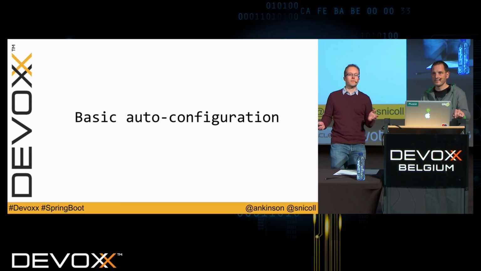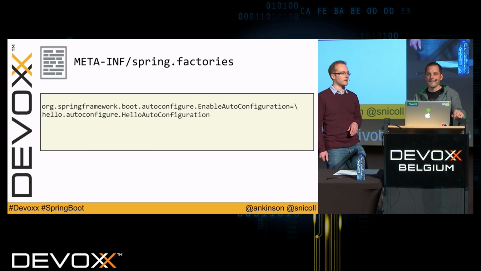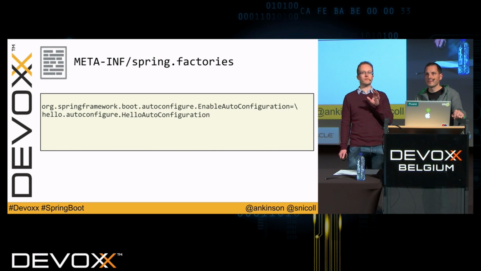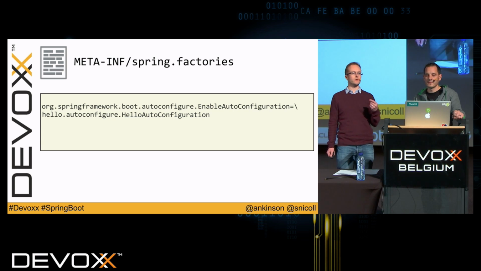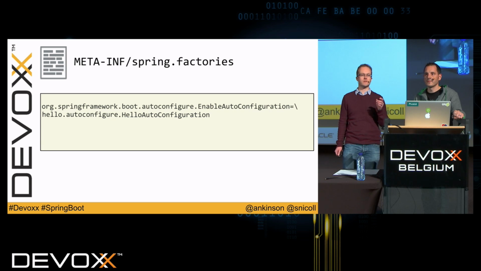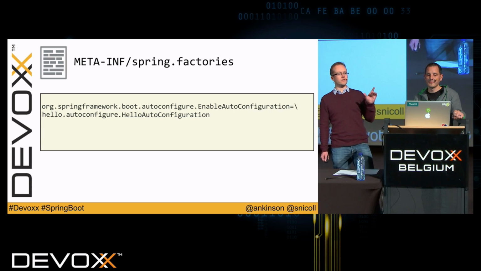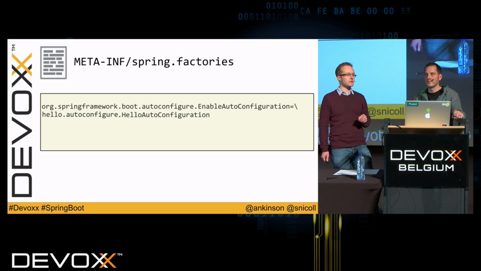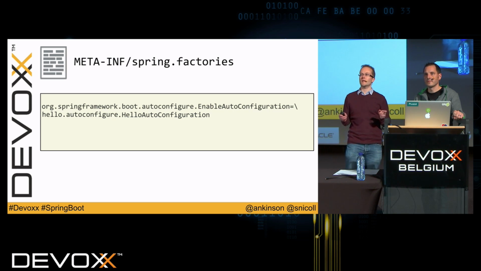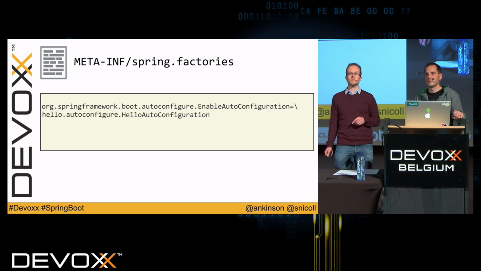All right, so that was a basic auto configuration. Just to reiterate, the key thing that drives the enabling of auto configuration and lets you plug in is the META-INF spring.factories file. So you have the key, which is the fully qualified name of the EnableAutoConfiguration annotation, and then the value is a comma-separated list of the fully qualified names of the configuration classes that you want to be switched on by EnableAutoConfiguration.